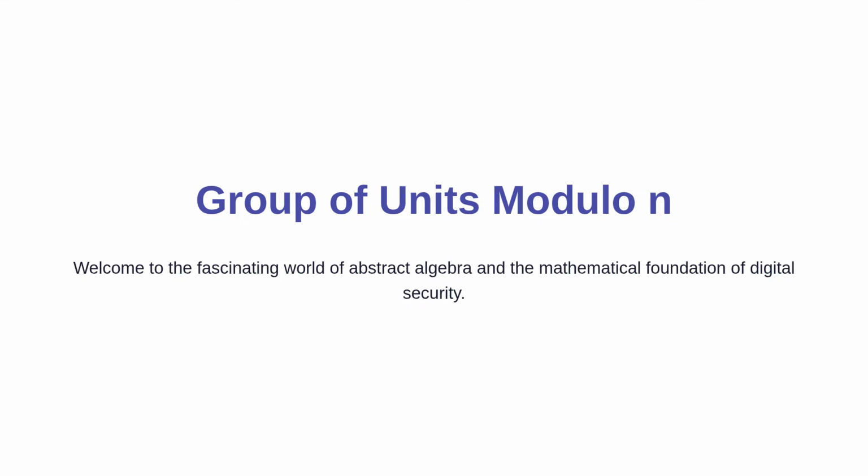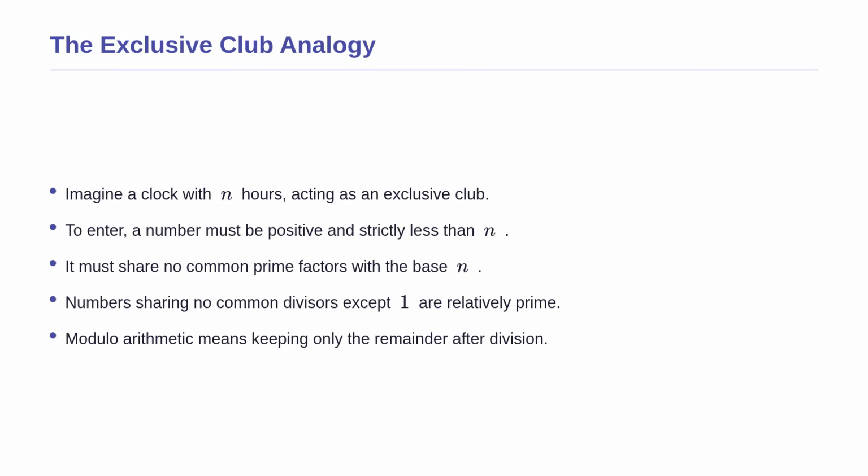We will build this concept from the ground up, starting with simple analogies and working our way to formal proofs. By the end of this video, you will completely understand what this group is, how to find its elements, and why it is the invisible shield protecting the modern internet. Let us dive in. Now that we know our topic, let us start with a simple analogy.